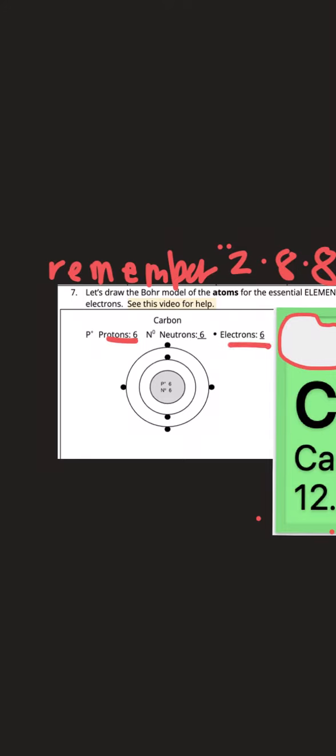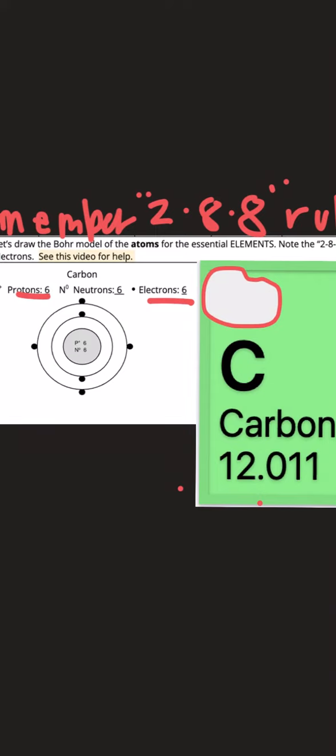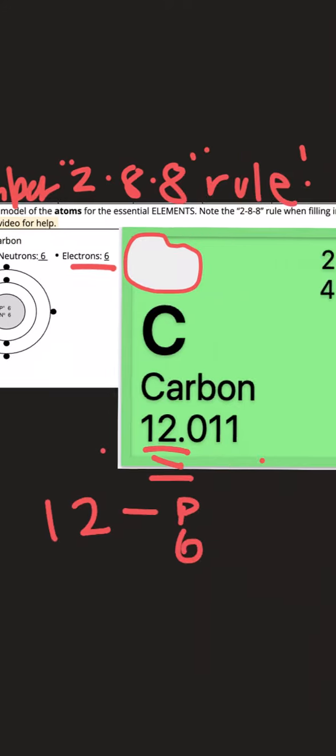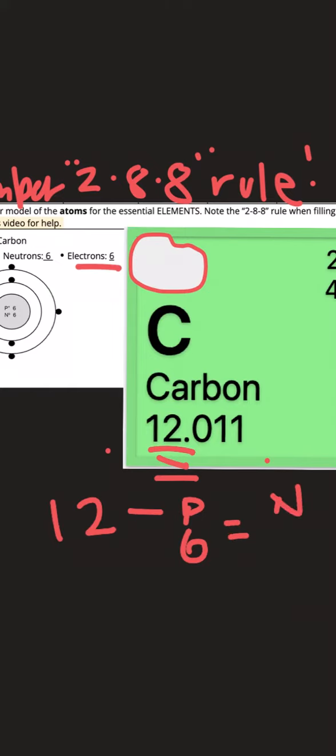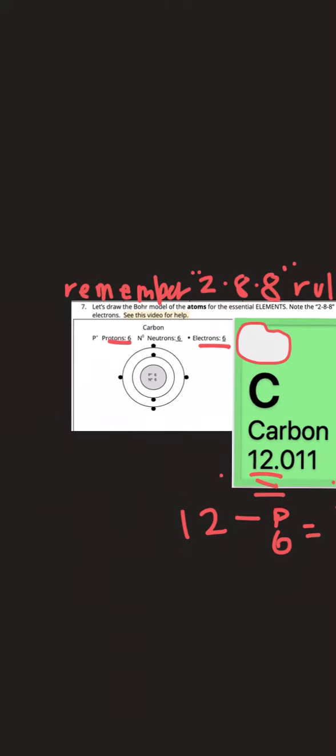And then calculating the neutrons, you're going to take the rounded atomic mass, which is 12, and you're going to subtract the number of protons, which in this case was 6, and that means you'll get the number of neutrons, which is also 6 in this case.